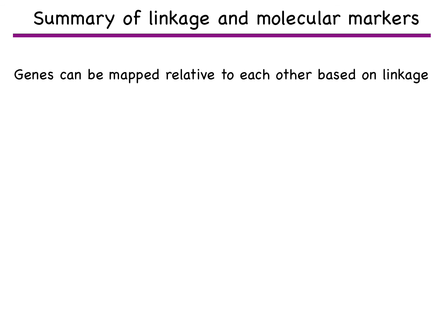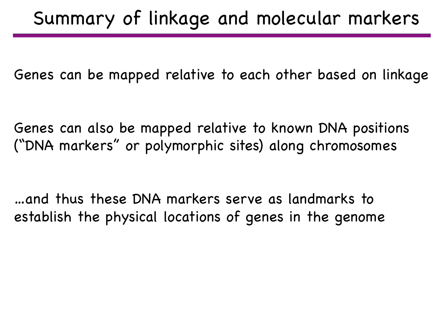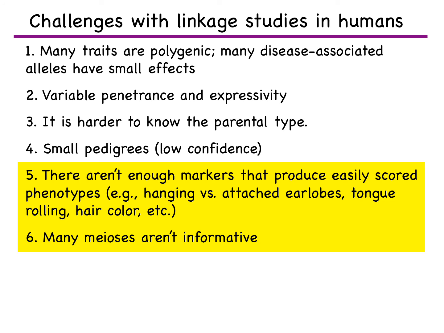Okay, so to summarize what I've told you up to now, and I only have one more thing to say at the very end of this lecture, genes can be mapped relative to each other based on linkage. Genes can also be mapped relative to known DNA positions by using DNA markers or polymorphic sites along the chromosomes. And thus these DNA markers serve as landmarks to establish the physical locations of genes in the genome. So again, in the next lecture, I'm going to talk about how getting you into the basic neighborhood of where the gene that you're interested in resides helps you identify the gene that you're interested in, how you can clone the gene.